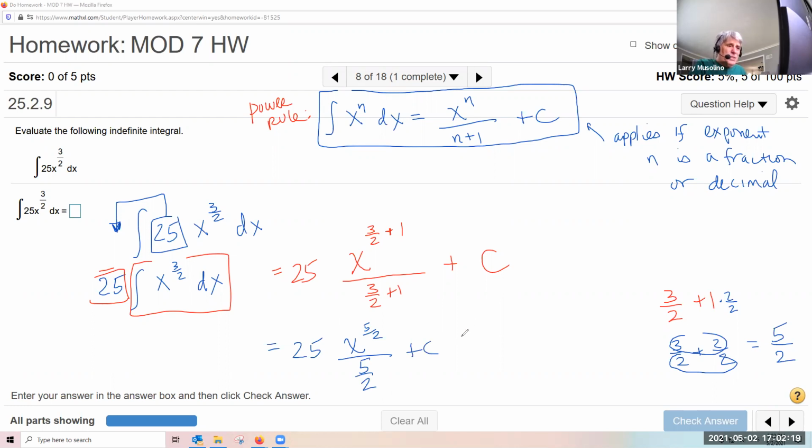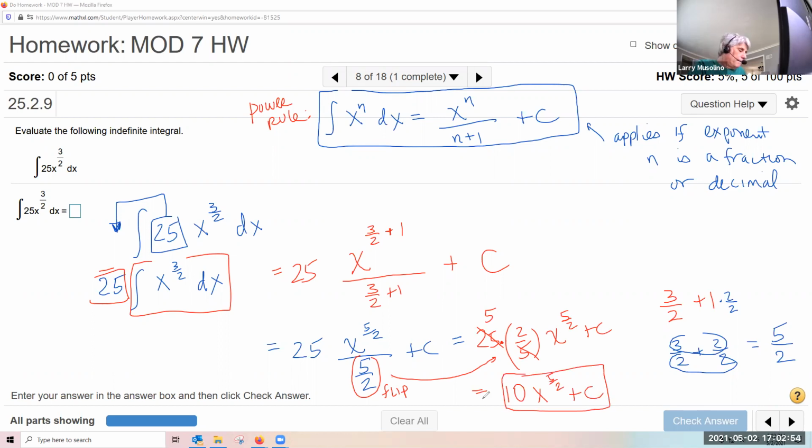But I can go one more step to simplify this, because whenever you divide by a fraction, if you remember, you can change to multiplication and flip the bottom fraction upside down. So I'm going to write it by taking 2/5. I just flipped and changed to a multiplication. And now I can see this 5 cancels out with 25, leaving me a 5. So finally, I have 5 times 2 is 10. So 10 x to the 5/2 plus a constant. This should be my final answer.